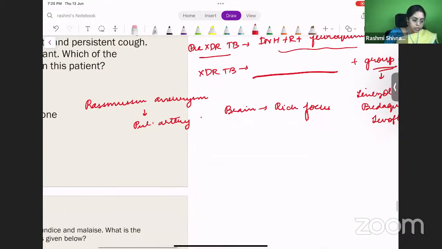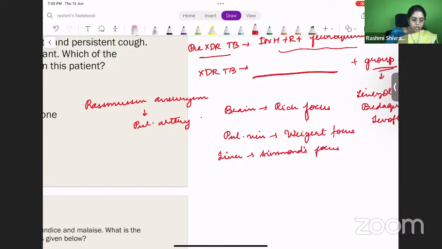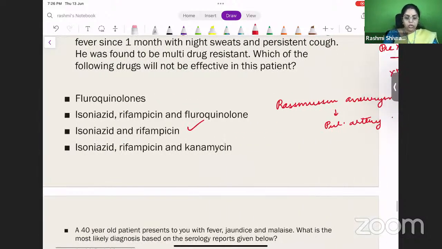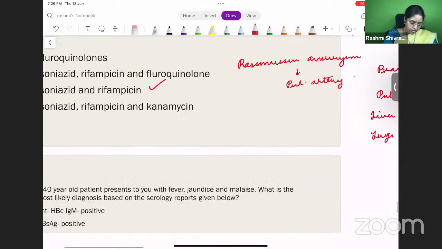Then you will have pulmonary vein. It will be Weigert's focus. If it is a liver, you have a Simon's focus. And then if it is lungs, it's called Simon's focus. It's basically an inactive one, right? If it is inactive, it's called Simon's focus. Okay? So these are the findings. This is a short note about tuberculosis. So let's see the next question.